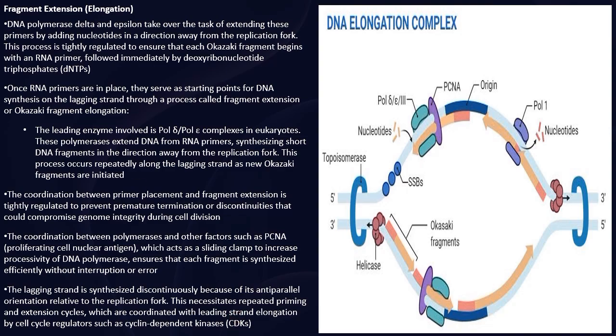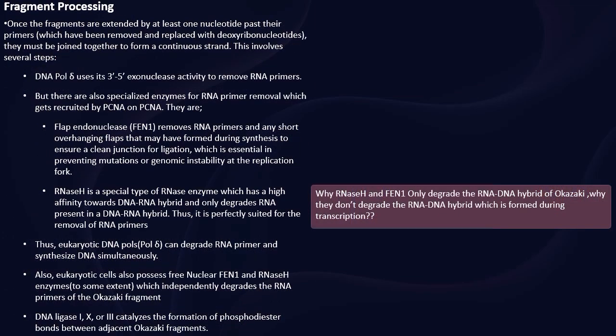Now let's discuss the actual process or mechanism behind the maturation of Okazaki fragments, which is also known as flap processing. Once the fragments are extended by at least one nucleotide past their primers, which have been removed and replaced with deoxyribonucleotides or dNTPs, they must be joined together to form a continuous strand. This involves several steps, which are as follows.